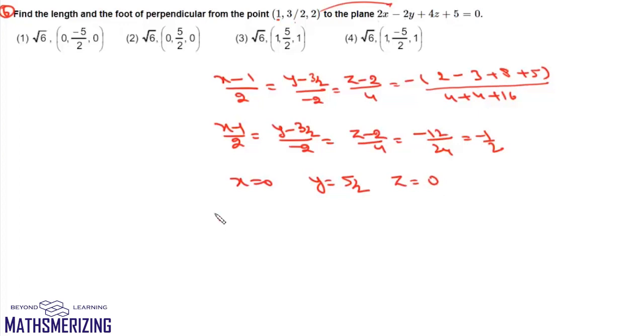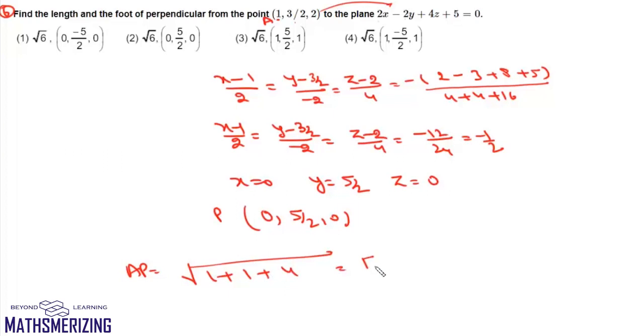So foot of perpendicular will be 0, 5 by 2, 0. Now we need to find distance between this point and foot of perpendicular. So that is AP. So this distance will be 1 plus 3 by 2 minus 5 by 2. So it will be minus 1 square will be 1, and then plus 2 square is 4. So it will be under root 6. So distance is root 6 and foot of perpendicular is 0, 5 by 2, 0. And that's your option number 2.